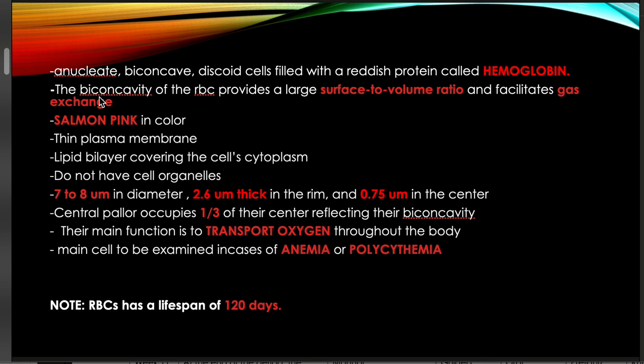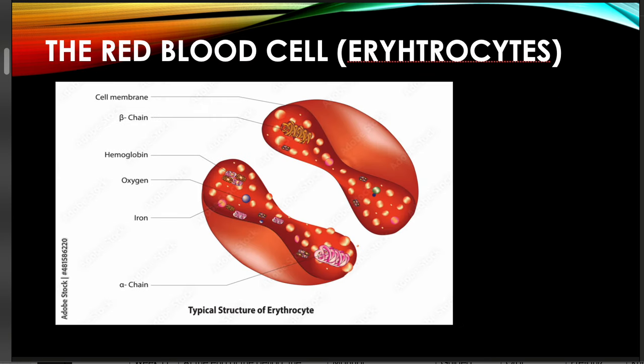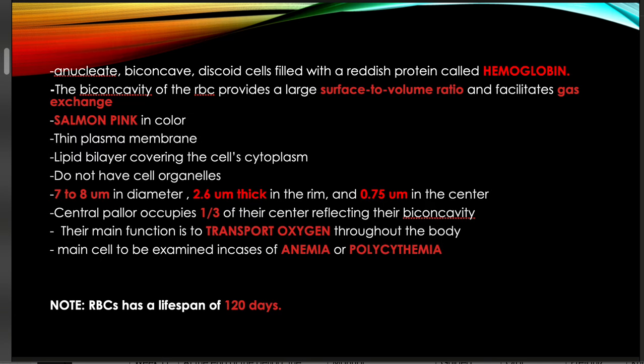I hope you will Google the meaning of biconcave versus biconvex. Your RBCs are biconcave. Why are they biconcave? Because they were made biconcave, as this will provide a large surface to volume ratio and facilitate gas exchange. It is salmon pink in color. Actually, it's red, but it is salmon pink in color.